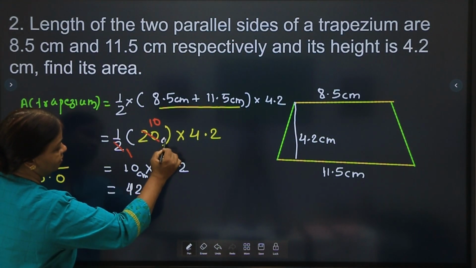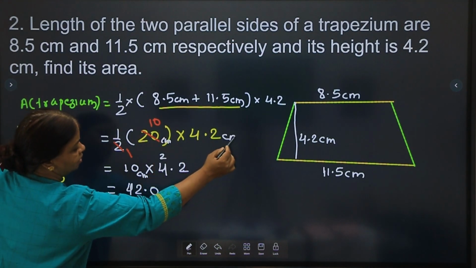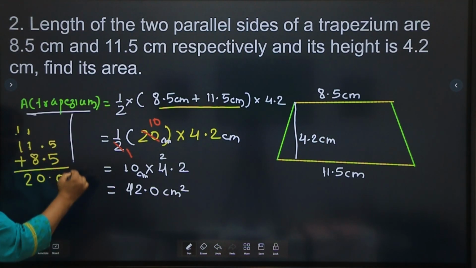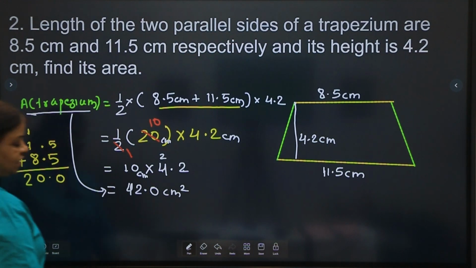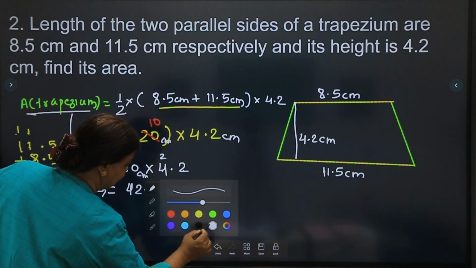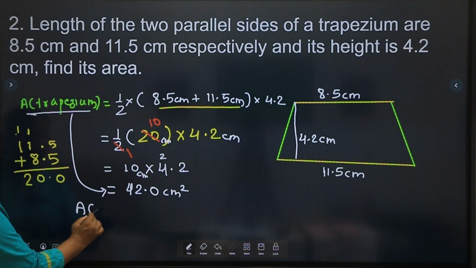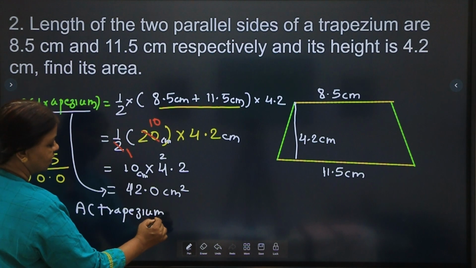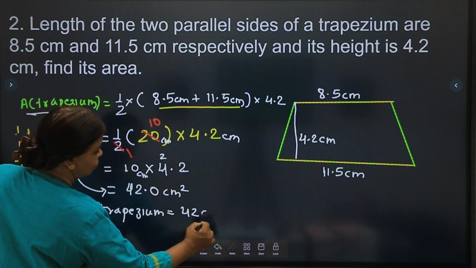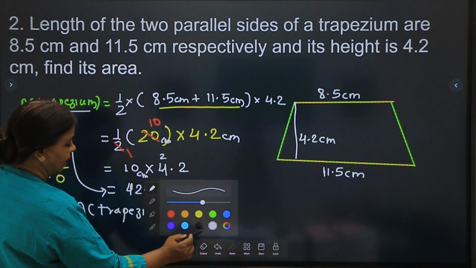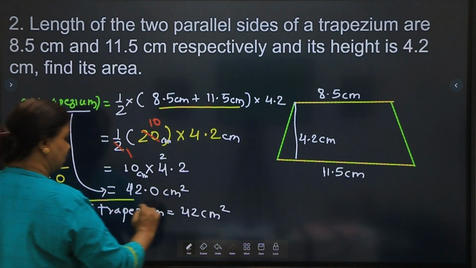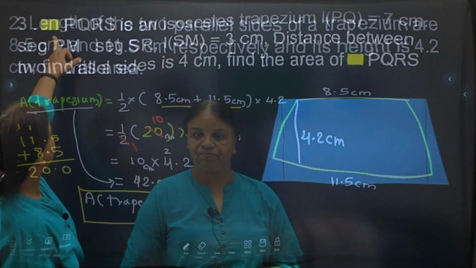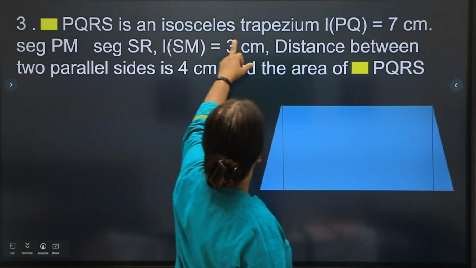Centimeter. This will be centimeter. This is centimeter. So it will be centimeter square. So area of the trapezium is 42 centimeter square. Final answer will be written like this. Area of trapezium is equal to 42 centimeter square, and create a box around it. Let us move to the next question, children. Third question, PQRS is an isosceles trapezium.